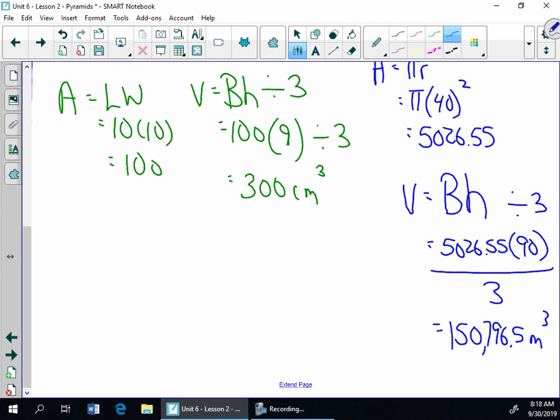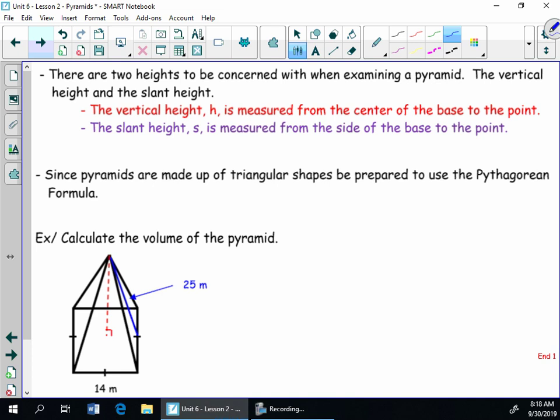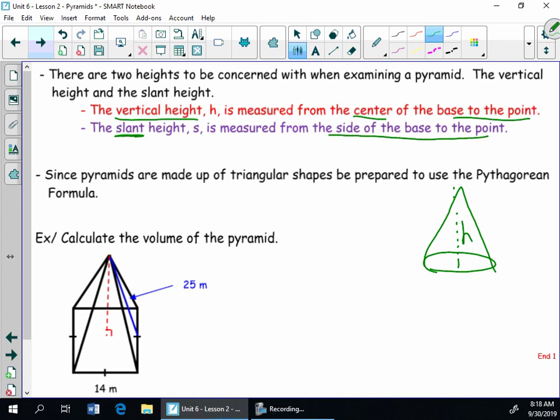One little trick we have to deal with when it comes to pyramids. There are actually 2 different heights we need to worry about. There's the vertical height, which is the height that we want, the shapes stacked up on top of each other. And it's measured from the center of the base to the point. So if we do the circle, the part down the middle, that's called my vertical height. But there's also a slant height. The slant height is the side of the base to the point. So that would be this distance here.